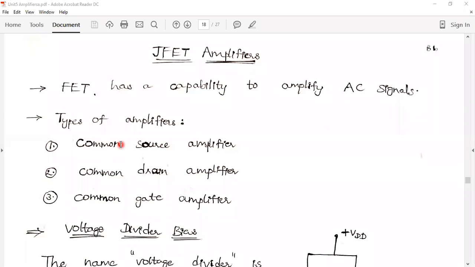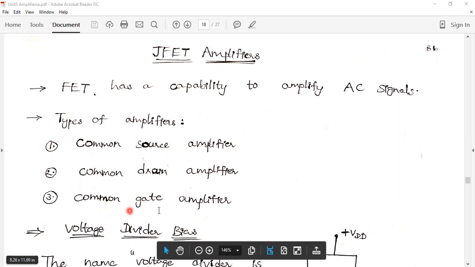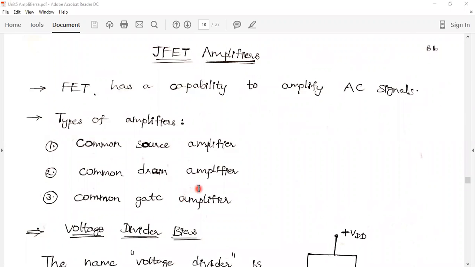with respect to the configuration, what we have seen in BJT, that is common base, common emitter, common collector. Here, with respect to the source, if the source terminal is grounded, then we can call it a common source amplifier, common drain amplifier, common gate amplifier. With respect to the configuration, these JFET amplifiers are divided.